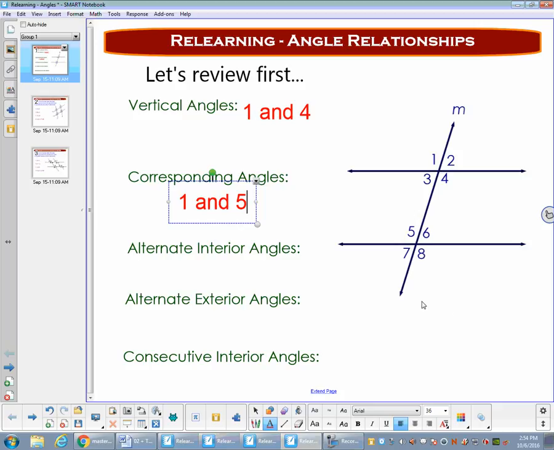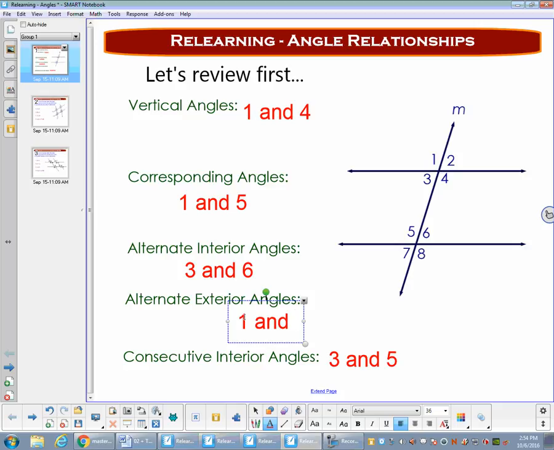Depends if it's turned. So the alternate interior flips from one side to the next, like 3 and 6. Where the consecutive interior are the ones on the same side, which are 3 and 5. The alternate exterior are the ones that flip over from the transversal from 1 to 8 or 2 to 7. Now these are words that you have to know. We have to get used to knowing these words.